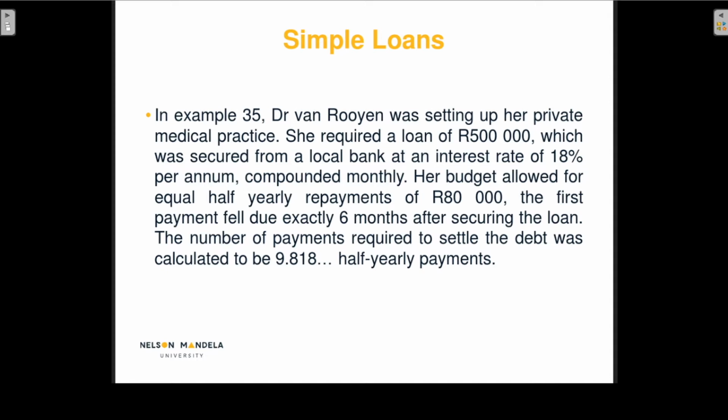Now, we intuitively feel that the last payment should actually be less than 80,000 rands. So in this example, we would like to calculate what that final payment should be. We know that that final payment must be less than 80,000 rands, and we would like to know what that final payment should be. Now, there are two methods. We can solve it in two different ways.